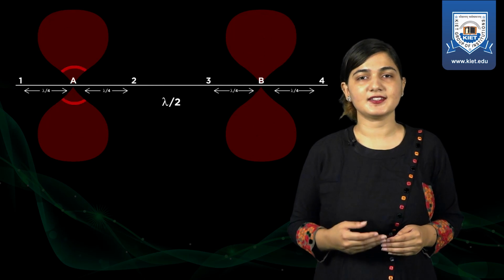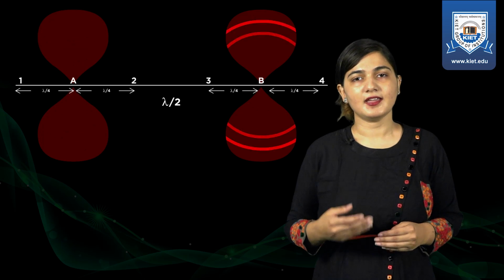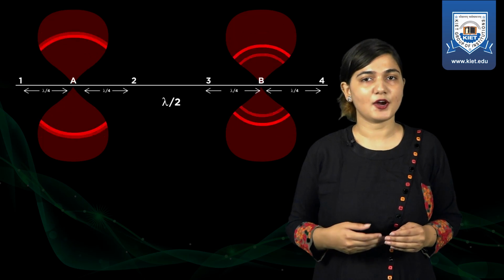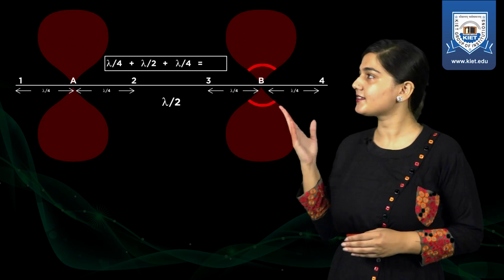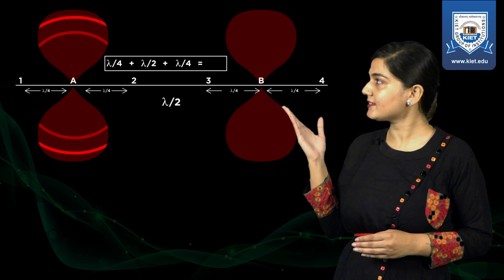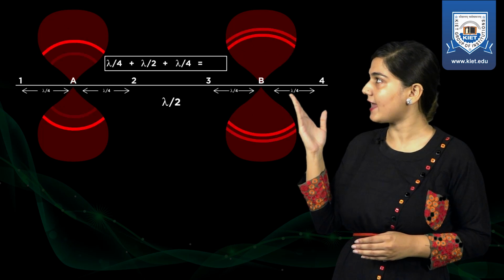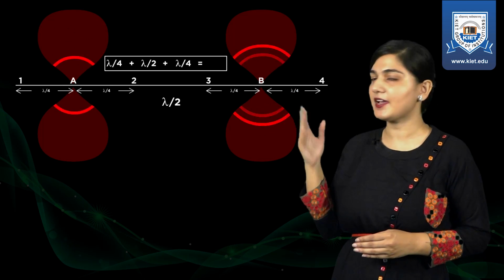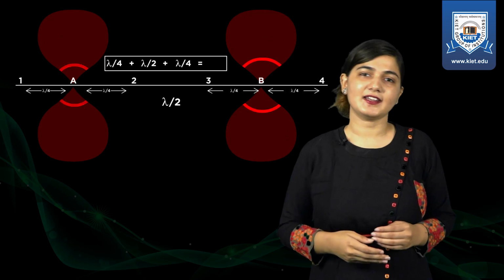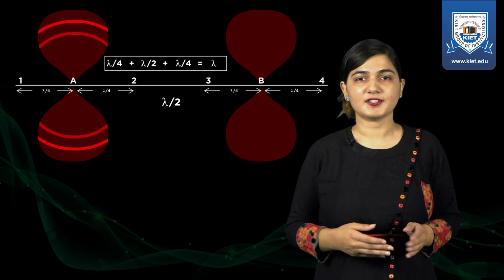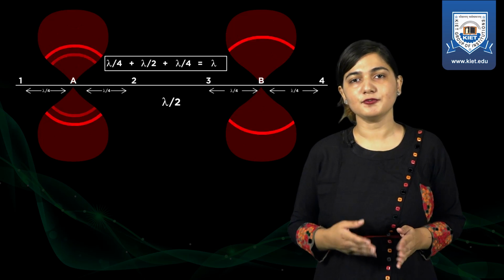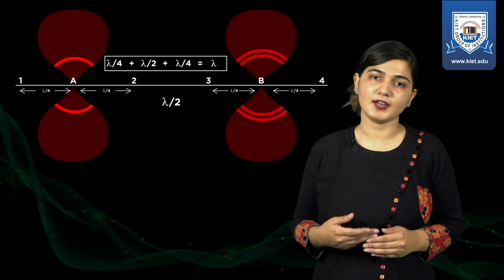So the total distance between antenna A and antenna B, which is the output of antenna 3 and antenna 4, is lambda by 4 plus lambda by 2 plus lambda by 4. So antenna A and antenna B are lambda distance apart because lambda by 4 plus lambda by 2 plus lambda by 4 is equal to lambda.